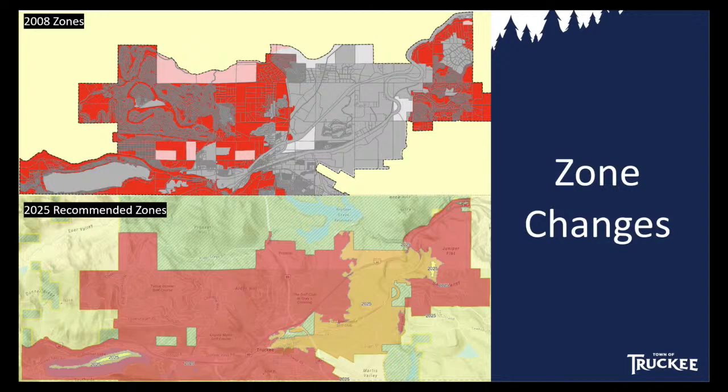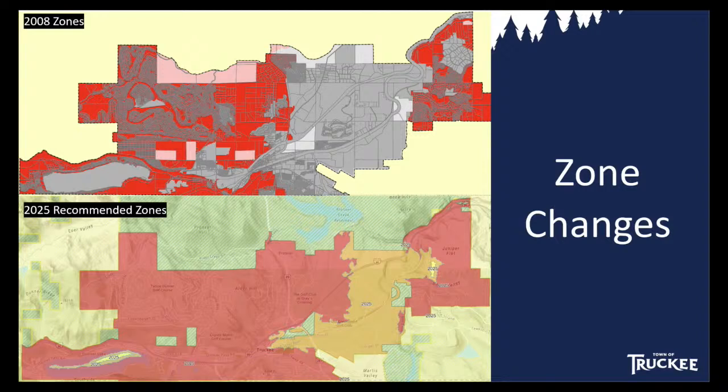One, you have a lot more of that red, which is the very high fire severity zone. And then it also introduces that orange, which is the high fire severity zone, and the yellow, which is moderate. And there's only a couple slivers of that moderate. Otherwise, it's high or very high.